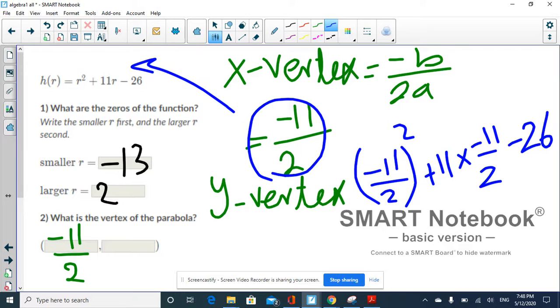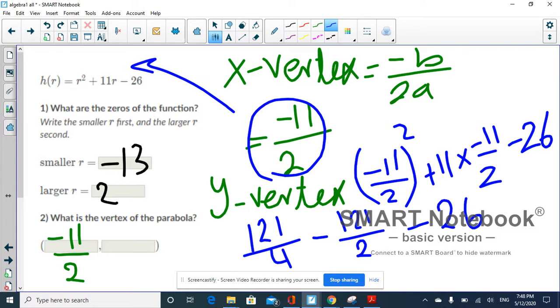When we square this one, -11/2 times itself, -11/2, equals 121/4. Positive and negative give you -121/2 minus 26. Okay, you can use your calculator to find the y vertex. Your answer, you will put it here. This will be the answer.